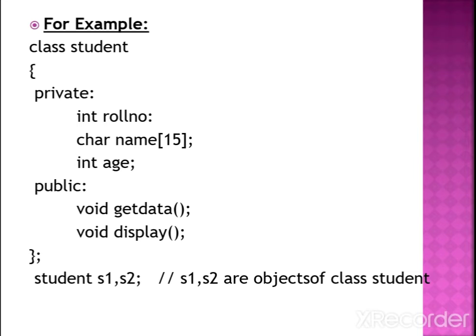Private access specifier is followed by a colon and roll number, name, age. These three are data members declared as what? Private. These can be accessed by the member functions of the same class student. Suppose no access specifier is mentioned, then by default members are what? Private.